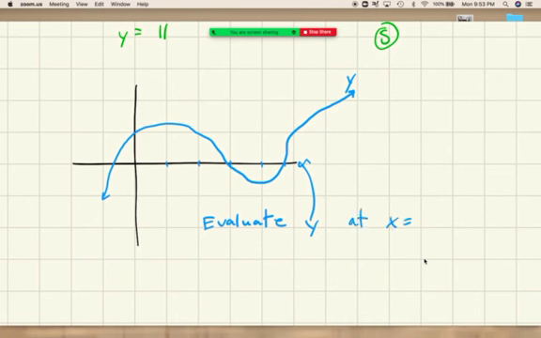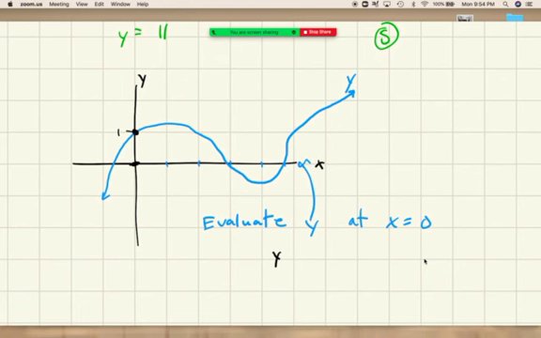x equals 0. All you would do, because remember this is the x, this is the y. When x is 0, where does the graph touch? Well, it touches at 1. So evaluate y at x equals 0. Y would equal 1. When x is 0, the graph is at a y value of 1. Does that make sense? Yeah.